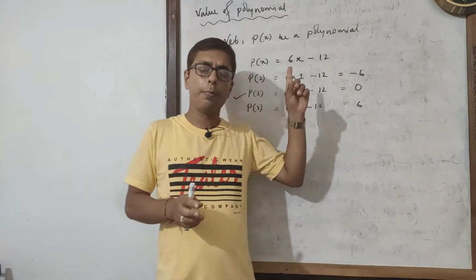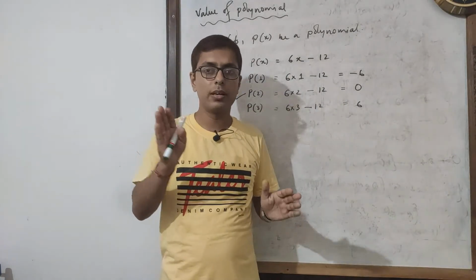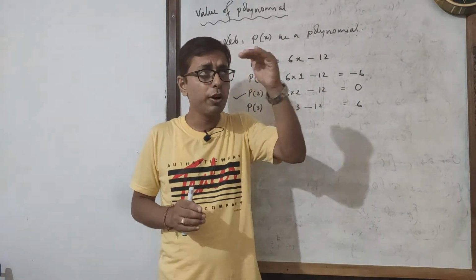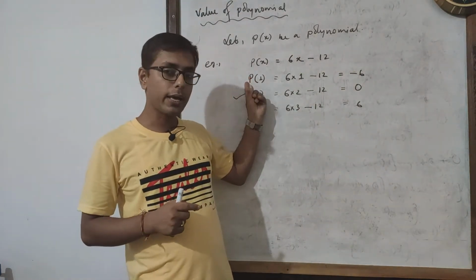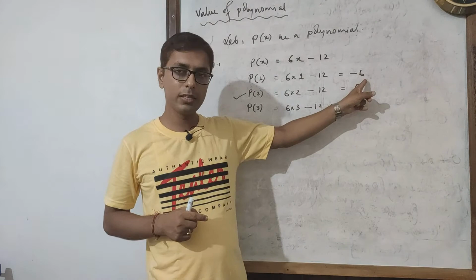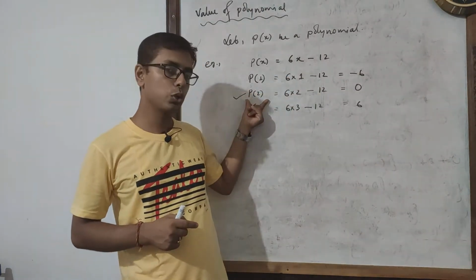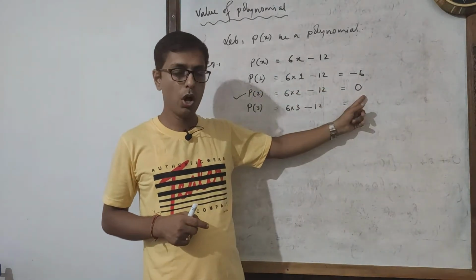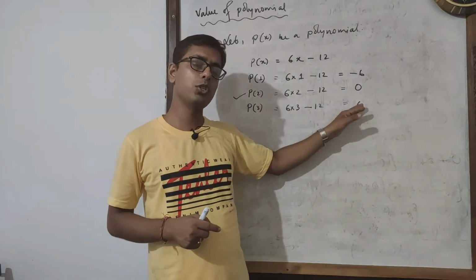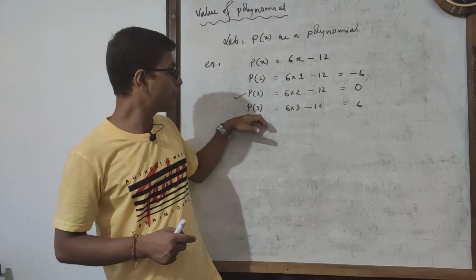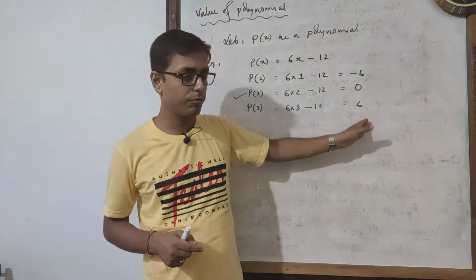Value means a polynomial can have any value depending on the value of x. For different values of x, a polynomial can have different values. Like when we put x equals 1, we get the value of this polynomial as minus 6. When we put x equals 2, we get the value 0. And when we put x equals 3, we get the value 6. And so on, for 4, 5, 6, 7, we will get different values.